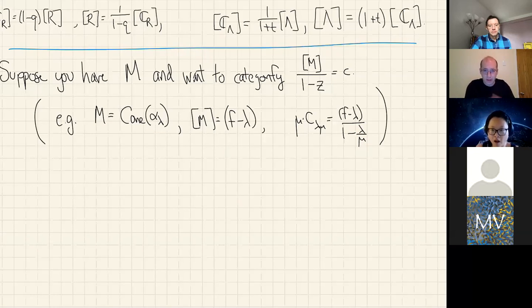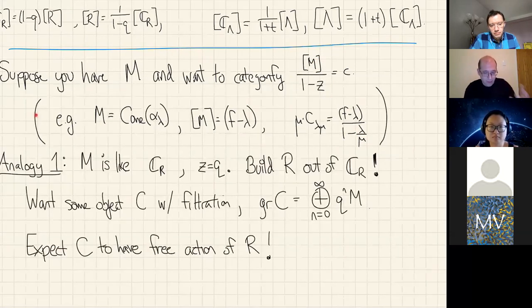So now we know how to categorify the numerator. There's some object M that we already have that categorifies the numerator, and we want to categorify M over 1 minus Z for some sort of shift Z. So how might we do that?